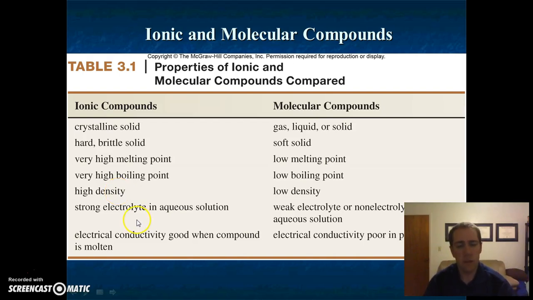And what's going to be really important in later lectures down the road, ionic compounds are strong electrolytes. An electrolyte is something that conducts electricity. When you put ionic compounds in water, an aqueous solution, it conducts electricity. Molecular compounds don't. Salt water will conduct electricity, sugar water will not. Very similarly, ionic compounds, if you can melt them, if you get it hot enough to melt them, they'll conduct electricity, but molecular compounds, no matter what form they're in, they're not going to conduct electricity.